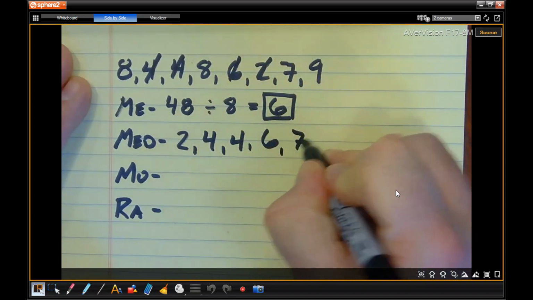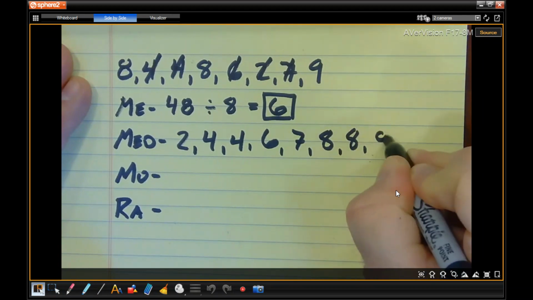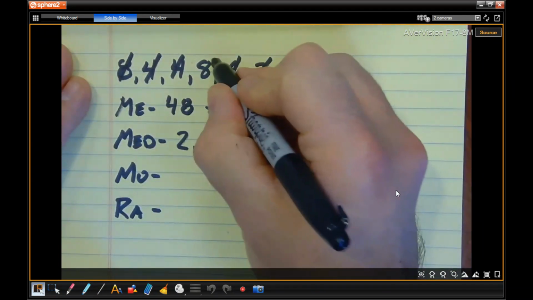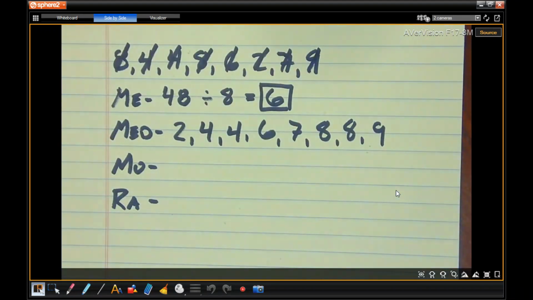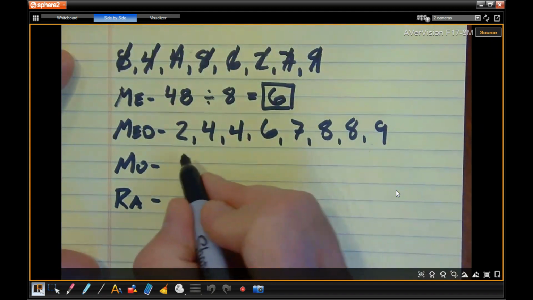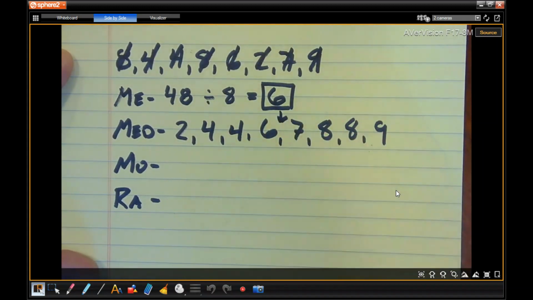We have a 7. We have 2 8s. And we have a 9. Okay, so here are your values in order, from the smallest to the largest. Now, when we're talking about the median, again, we would go 1, 2, 3, 4. So our median is actually right here, isn't it?